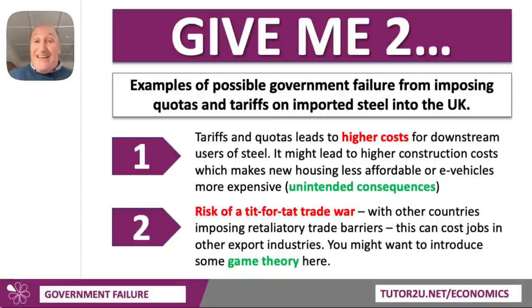A couple of really important points. If you impose a tariff or a quota, clearly it's going to increase costs for what we call downstream users of steel: the construction industry, car makers, etc. So, for example, a tariff on steel benefits steel production, but might make housing more expensive to build, which then makes housing less affordable. And that's an unintended consequence. Or e-vehicles become a little bit more expensive than they might be.